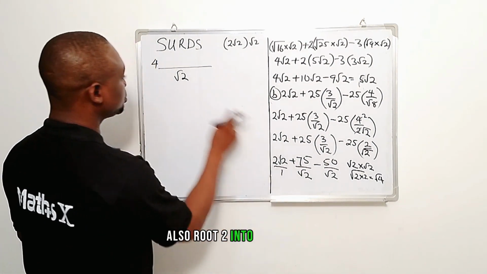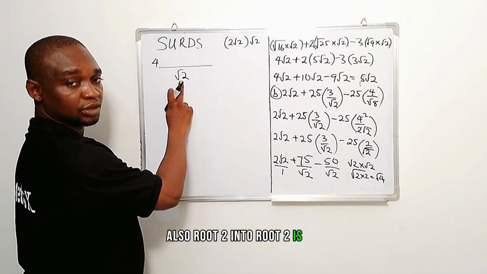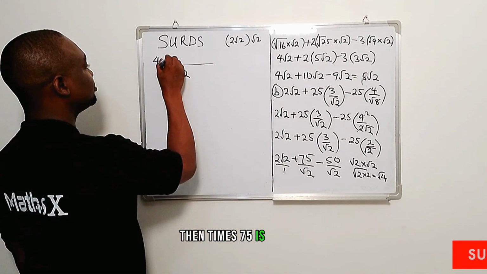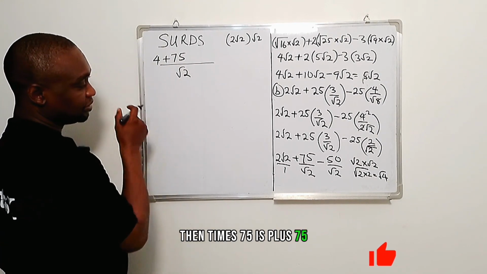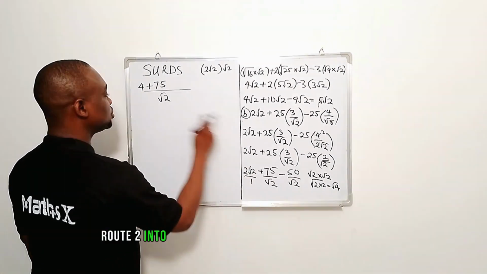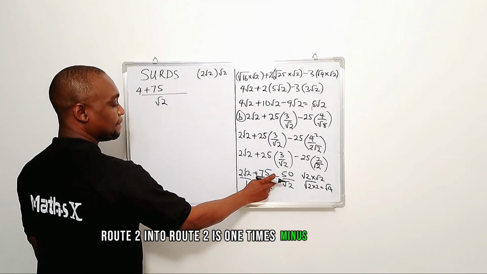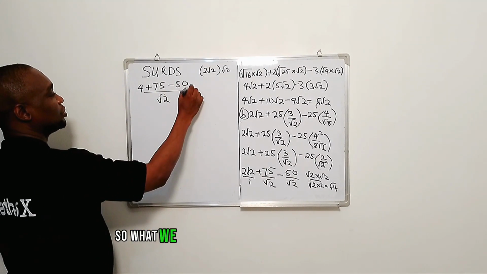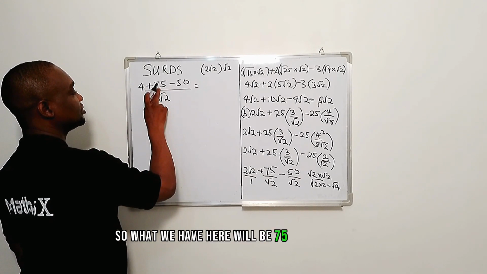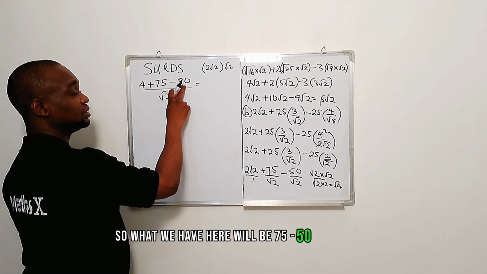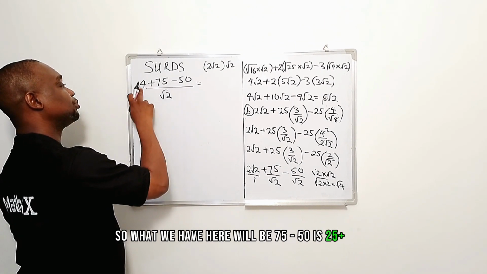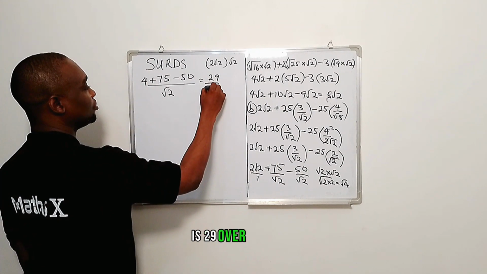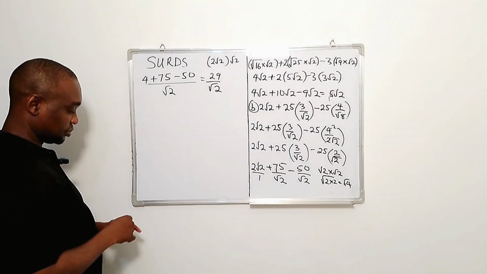Also, root 2 into root 2 is a 1. Then times 75 is plus 75. Root 2 into root 2 is 1 times minus 50 is minus 50. So what we have here will be 75 minus 50 is 25 plus 4 is 29 over root 2.